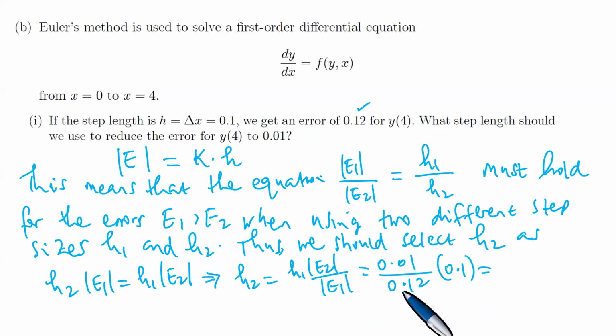So there are two errors, the error 2, error 1, and then the H1, and therefore this is, using a calculator, 0.0083. So you see, the question was, what step length should we use to reduce the error for y at 4 to 0.01? We should use the step length as obtained, 0.0083.